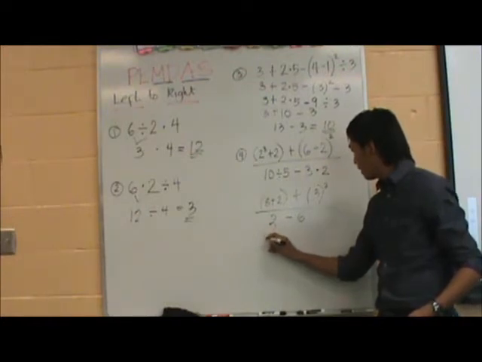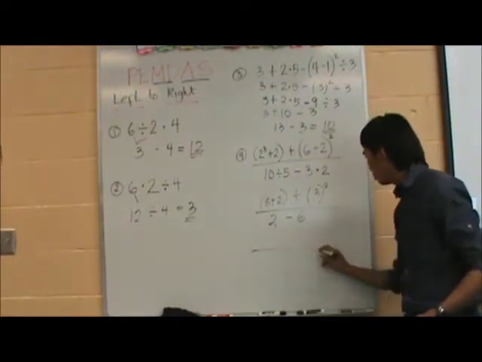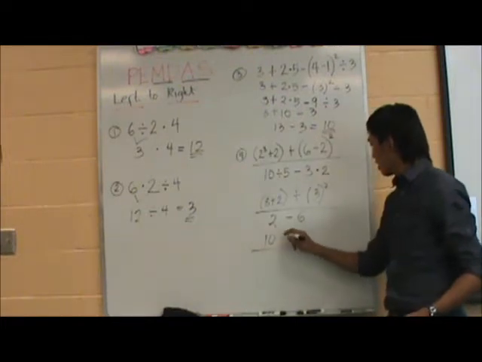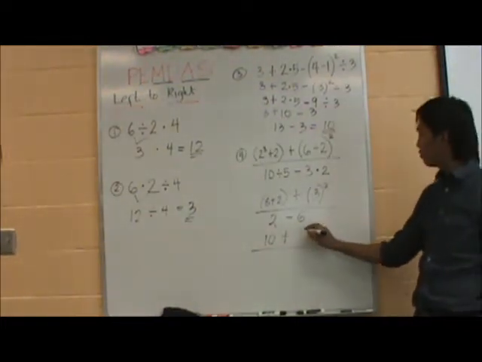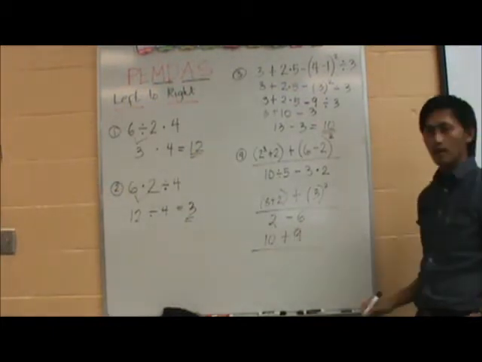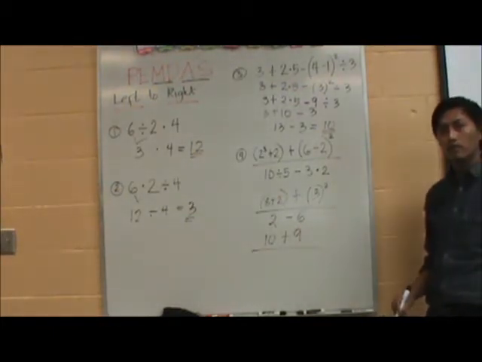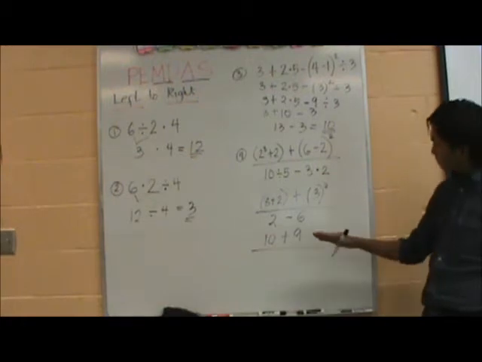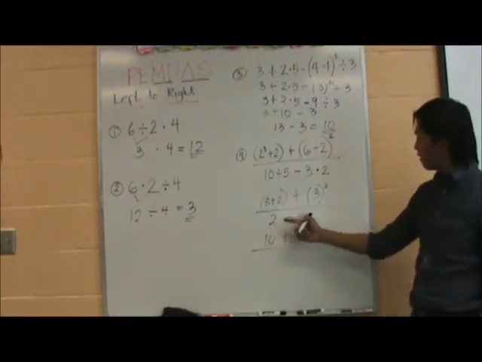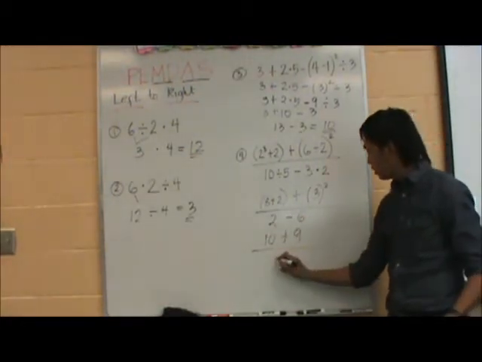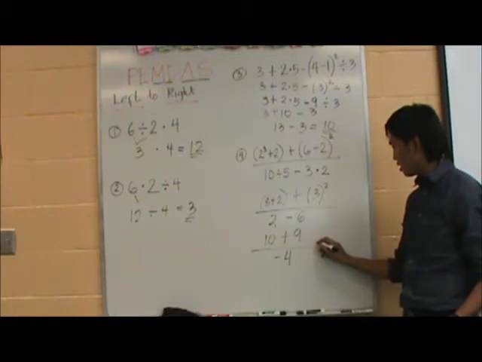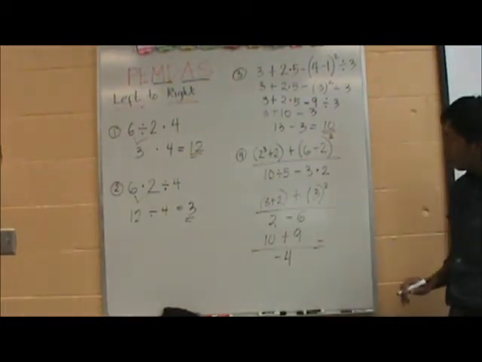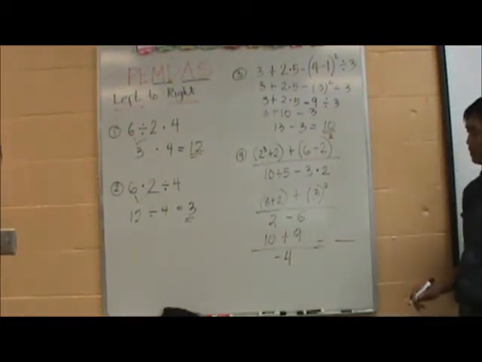Once again, gotta simplify 8 and 2. For parentheses, 8 plus 2 will give you 10. And 3 to the 2nd power will give you 9, 3 times 3 equals 9. And then simplify 2 minus 6. It should give you negative 4. Now, let's go ahead and solve the final answer.